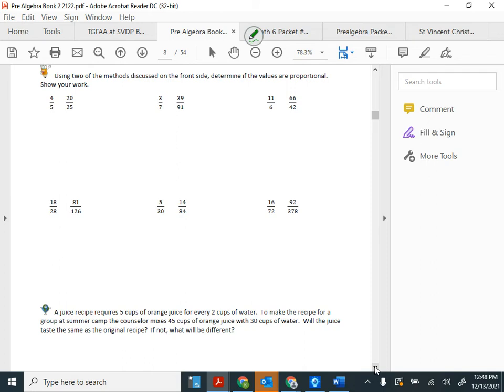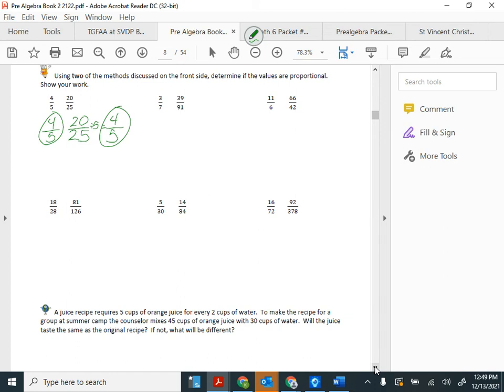So if we look at 4/5 and 20/25, what is one way that I could show that they are proportional? Caitlin? I can simplify. I could divide out the 5, and that equals 4/5. So I'm not having to show a whole lot, but you do have to write it. You can't just write yes or no if it's proportionate or not. I want to know that you're using one of the methods.